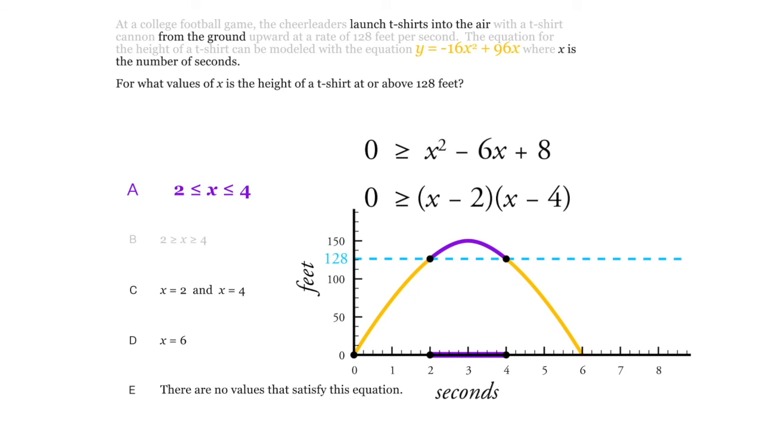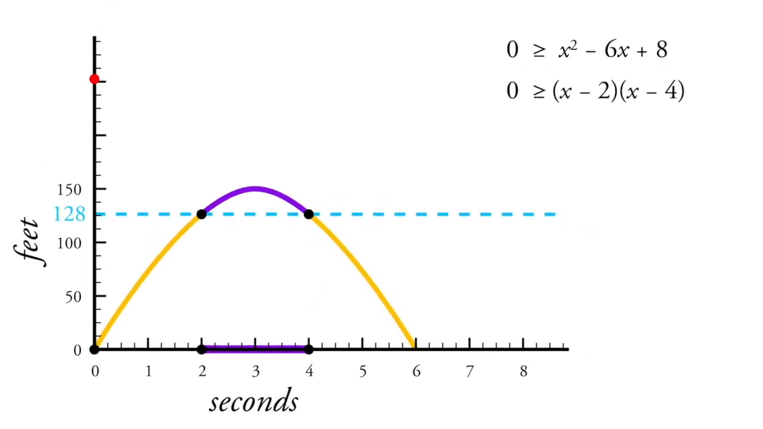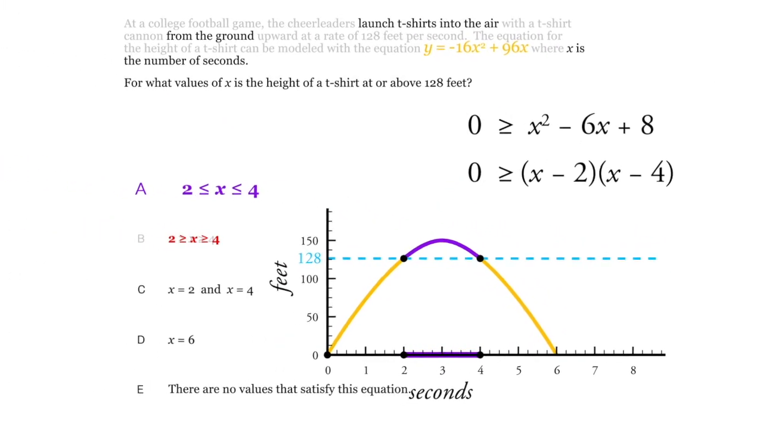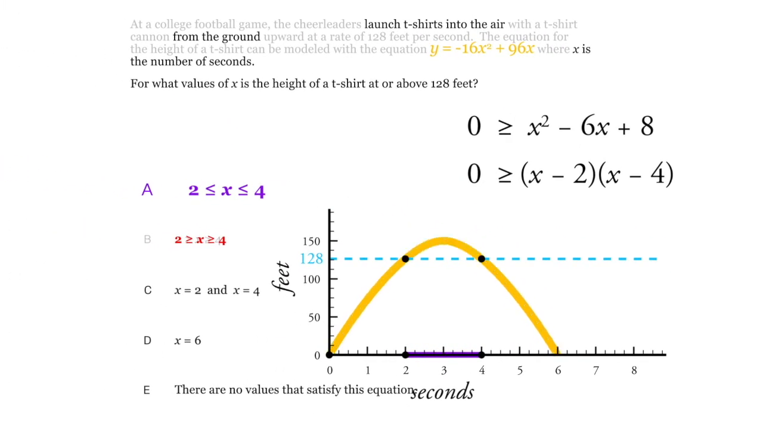And that makes sense too, right? We're launching a t-shirt in the air. It really wouldn't make sense if it were out here above 128 feet, because then it would somehow start at more than 128 feet and then go down like this and then back up. But that's not how t-shirts launch with gravity. T-shirts, of course, launch like this. So we know that if we want it to be above a certain height, it's going to be in between the two values that we factor out. It's unlikely to be outside, and if it were outside, that would create a question for us.